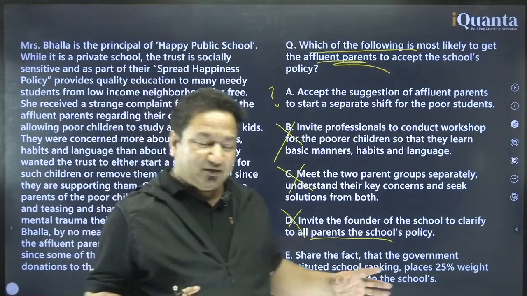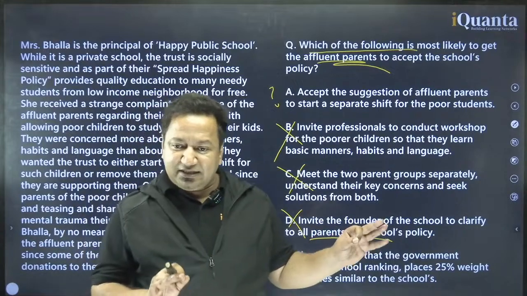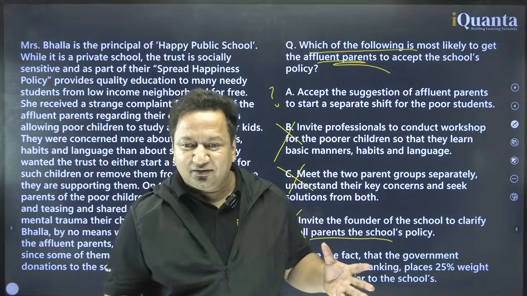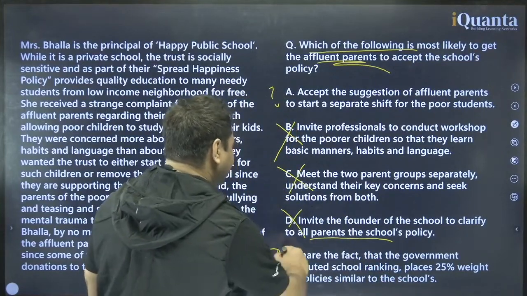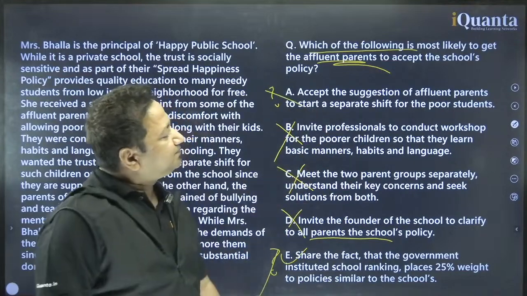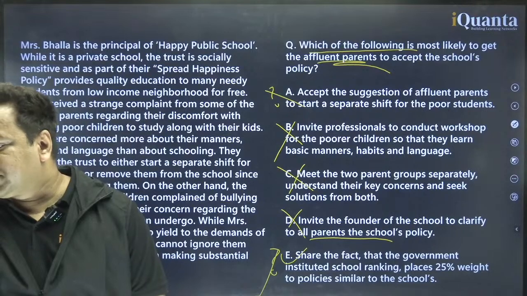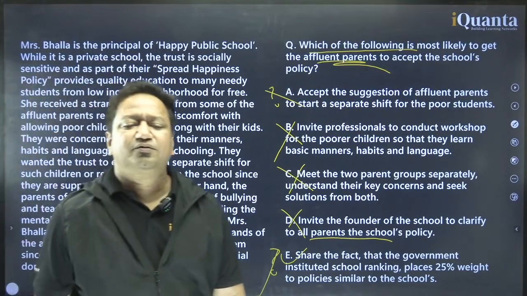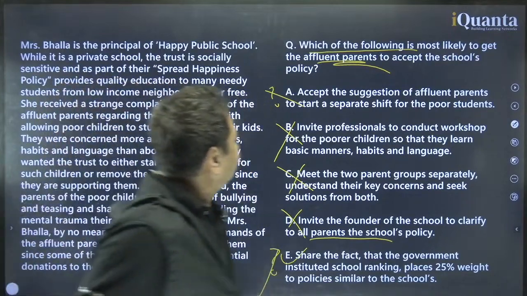Okay, I understand the problem, but the thing is, 25% weightage is given to the ranking of the school. तो अमीर लोग क्या बोलेंगे? अच्छा ऐसी बात है, ठीक है, let's do it. So option E will be a better choice, not option A. Is that clear? Because option A will not be a great choice for the school also. It will be having a lot of problems. Right, clear? Now coming to the next one.